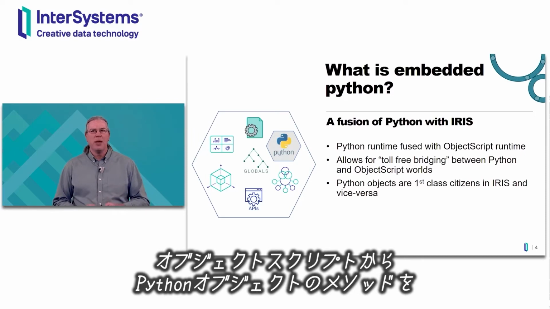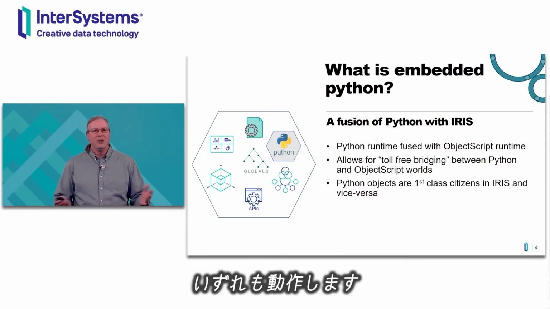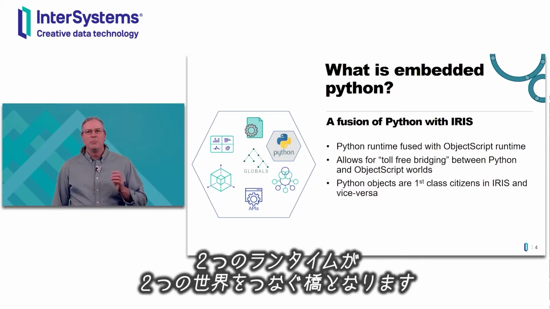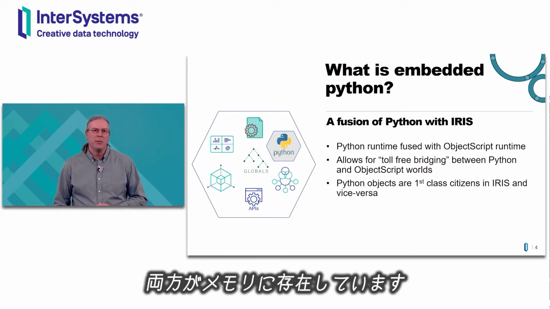You can invoke methods on Python objects from ObjectScript. You can invoke methods on ObjectScript objects from Python, and it all just works. Having both runtimes together allows for what I call toll-free bridging between these two worlds. You don't have to serialize one object to pass it from one language to the other. They're both there in memory together.